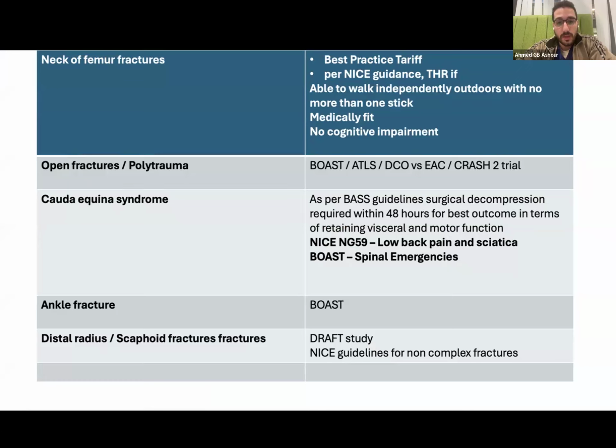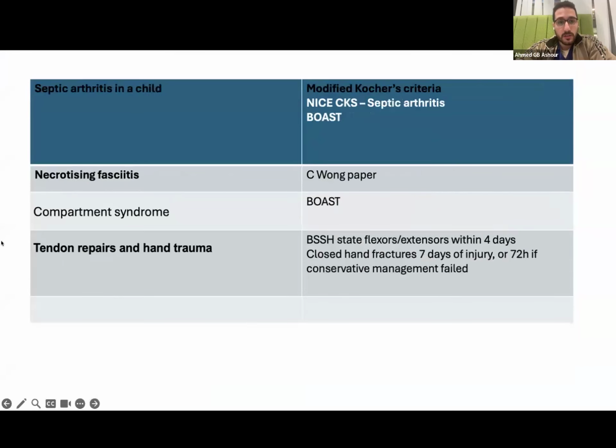Cauda equina: have a read about the BASS guidelines. NICE guidelines: there is a NICE guideline for low back pain, and also a POSTER guideline for spinal emergencies. Ankle: POSTER guidelines. Distal radius and scaphoid: you know the DRAFFT study, and also the NICE guidelines for non-complex fractures. Septic arthritis in a child: make sure you know the modified Kocher's criteria. There are NICE guidelines for septic arthritis, and there are POSTER guidelines for musculoskeletal infection.